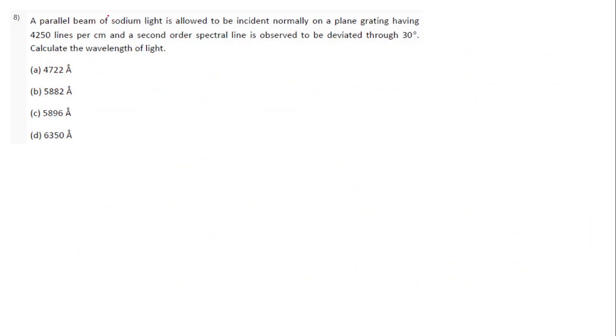Next question. A parallel beam of sodium light is allowed to be incident normally on a plane grating, the diffraction grating. The grating element is 1 over N, the reciprocal of the number of lines per unit length. That is 4250 lines per centimeter, and the grating element is 1/4250 centimeter. And a second order spectral line is observed to be deviated by 30 degrees. Calculate the wavelength of light.